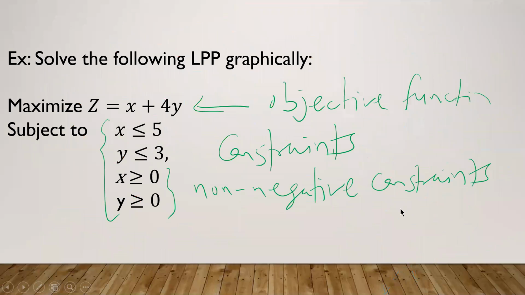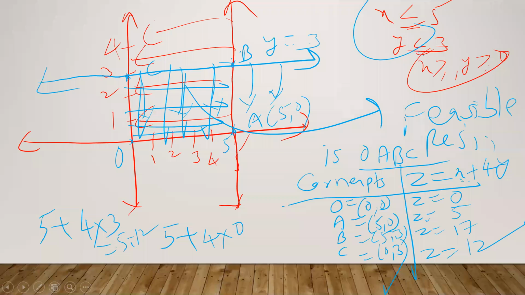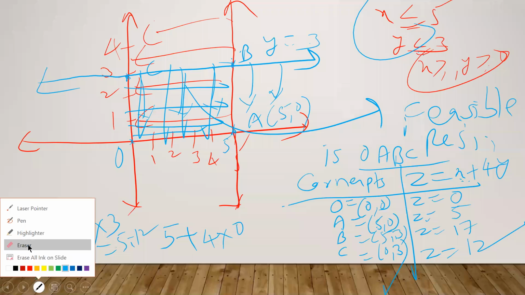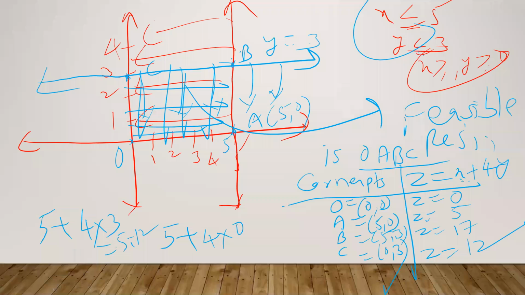So our problem is what? To maximize Z. So what we have to do? We have to see where you are getting the maximum value. So where are you getting the maximum value? Here. This is the maximum Z. Here you are getting the maximum value. So the maximum value of Z is 17. And at which point are you getting it? 5 and 3. So what is the solution?